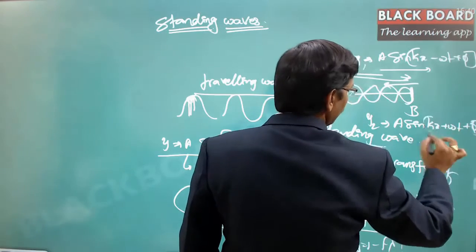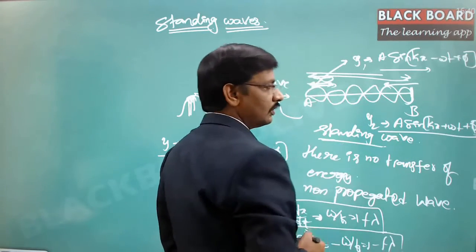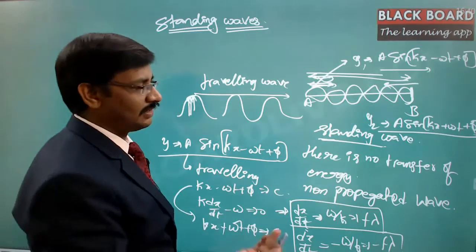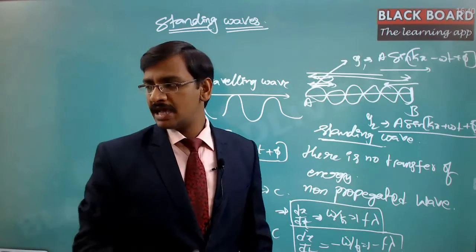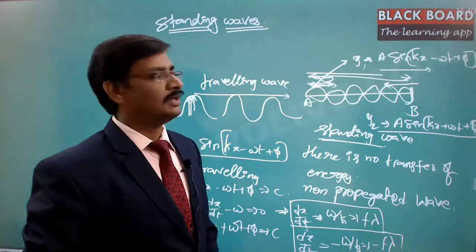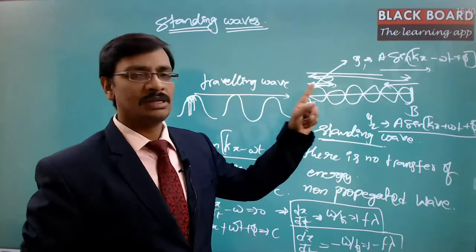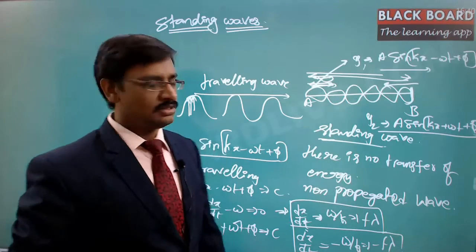So this is traveling in the opposite direction. Now, as there is a wave traveling in the positive direction and there is a wave traveling in the opposite direction, as per the principle of superposition, the combined effect at any instant is going to be the sum of both y1 and y2 together.